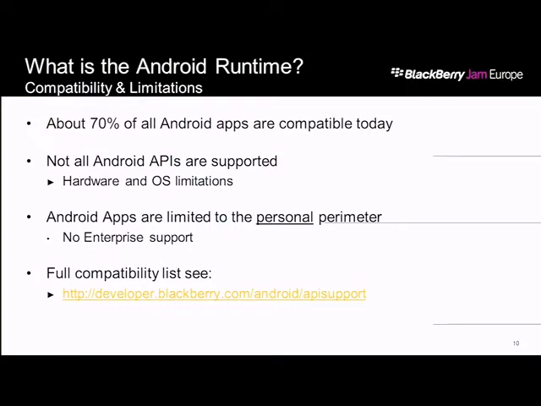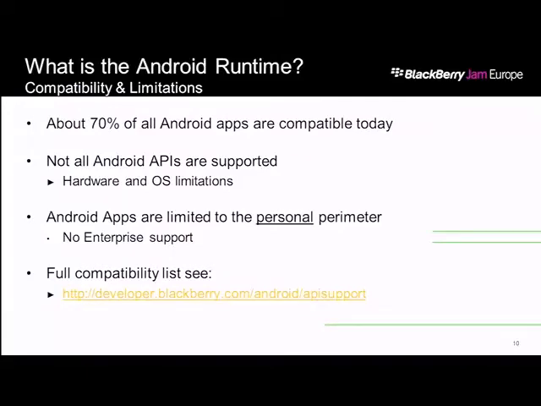As regards compatibility, we reckon about 70% of all Android applications are compatible today. That's without any code changes. You just repackage, deploy it to a BlackBerry 10 device, and it'll work without any changes. But there are certain limitations with regards to the runtime. For those of you that were in the previous session, you would have heard a lot more about the limitations, as well as the roadmap to address some of those limitations. Some of them, of course, are down to hardware. Others are down to OS limitations.